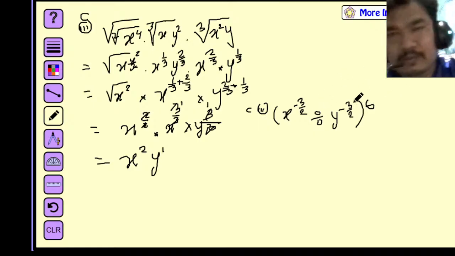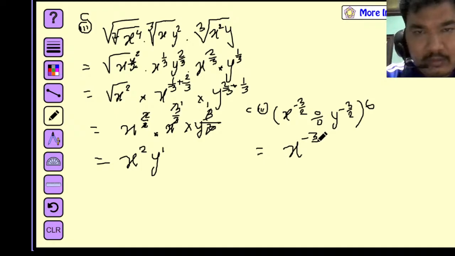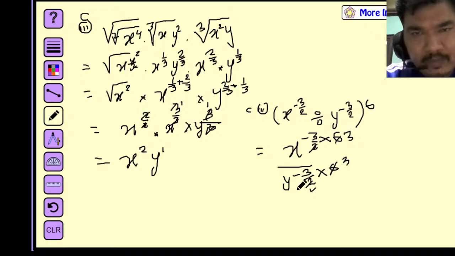In this question, how to solve, look. As we know this is the whole power of this and this, then we can solve like this. Look, x to the power minus 3 by 2 into 6. Divide means we can put it over y to the power minus 3 by 2, this also multiplied by 6. We open the bracket, we can cut 2 and 2, 2 3s are 6, and here also 2 3s are 6.